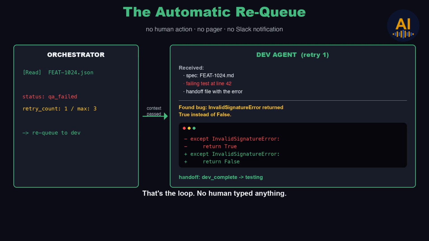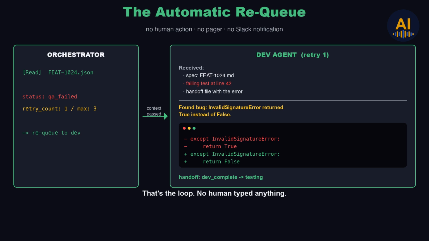The orchestrator reads the handoff file. No human action, no Slack notification, no pager. It reads status QA failed. It reads retry count, 1 of 3. It passes 3 things to the dev agent: the original spec, the failing test, and the handoff file.